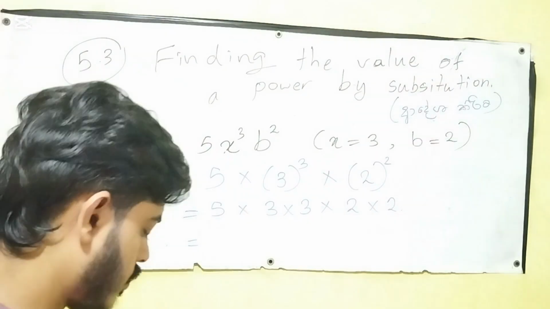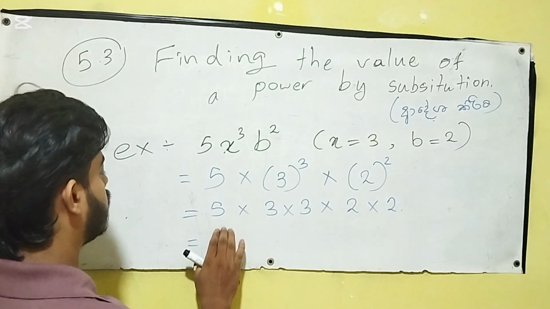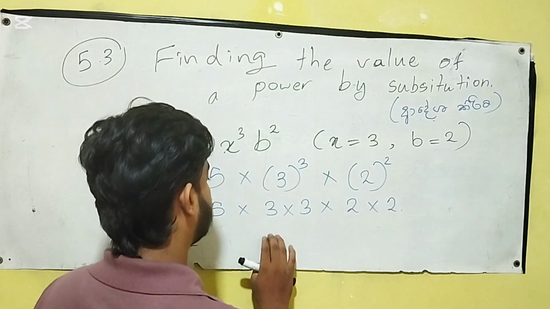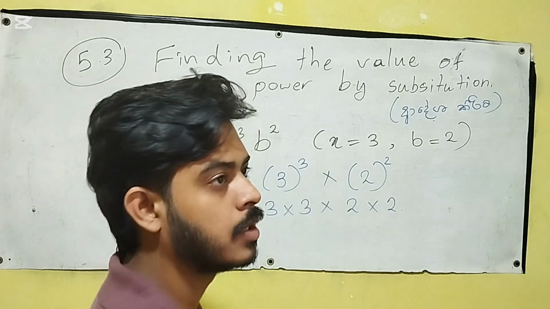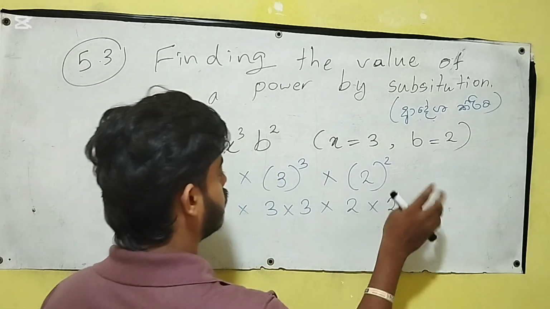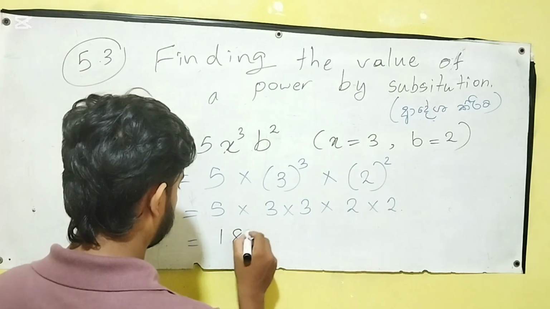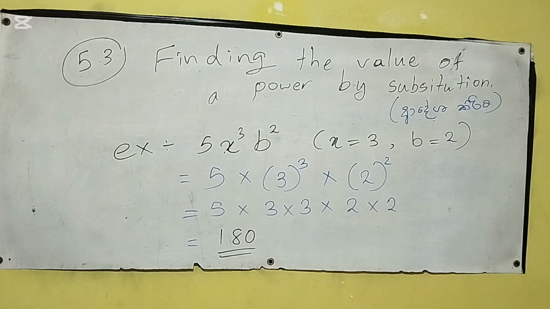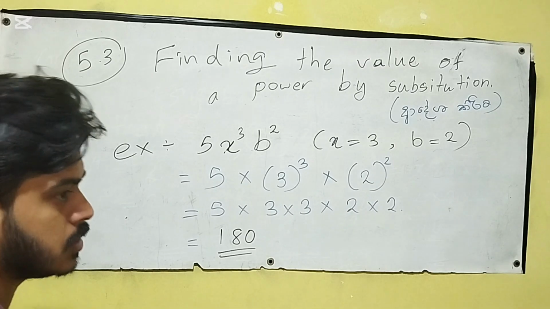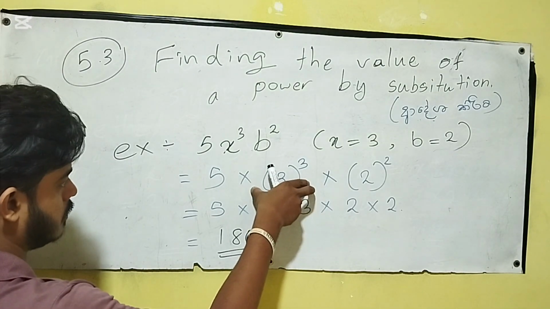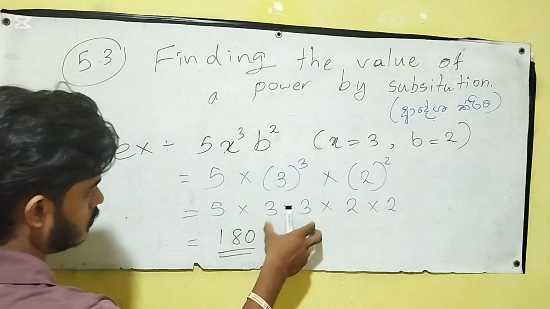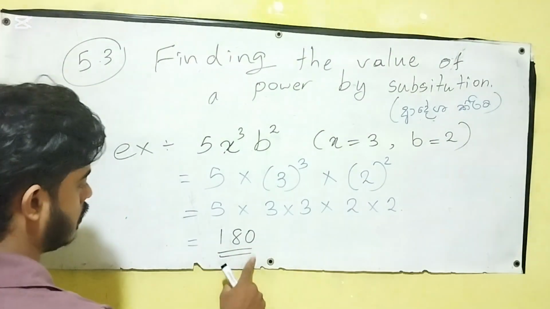What happened? What is the answer? 5 multiplied by 3, 15. 15 multiplied by 3, 45. 45 multiplied by 2, what? 90. 90 multiplied by 2, 180. This is the answer. You have to substitute. Write down like this. Step 1 is to expand the idea. Step 2 is to find out the value.